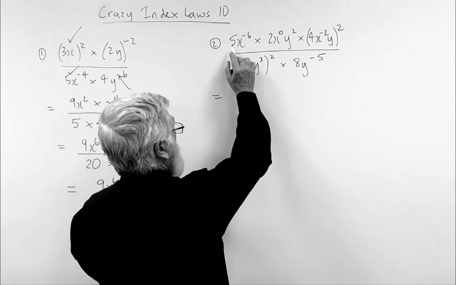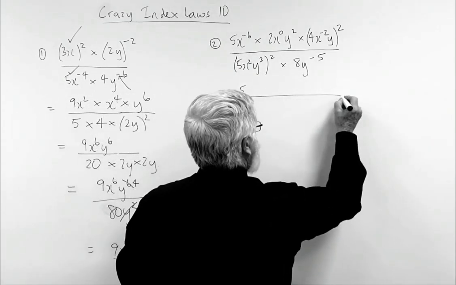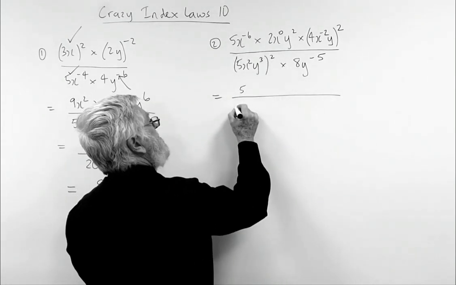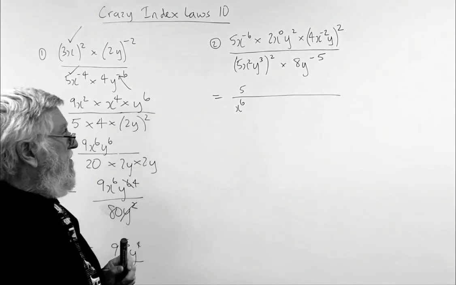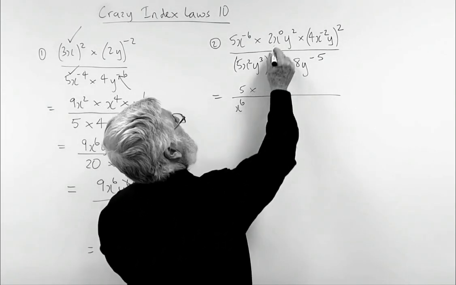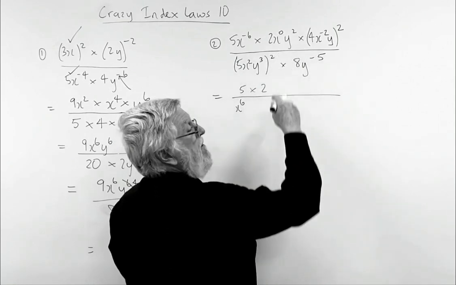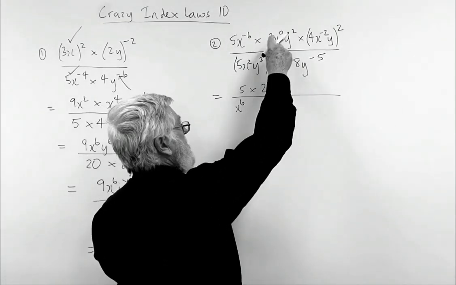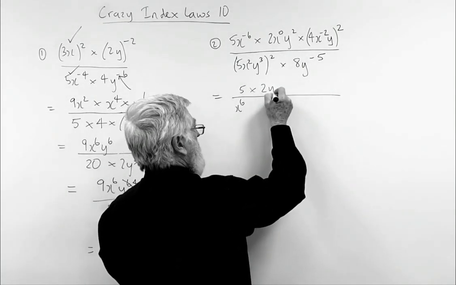Let's have a look. The 5 stays on the top. I'm going to try to speed up a little bit. The x to the 6 goes to the bottom. I'm not going to explain all that all over again. We've got a 2. The x to the 0 is a 1. So 2 times 1 is 2. And we've got a y squared.